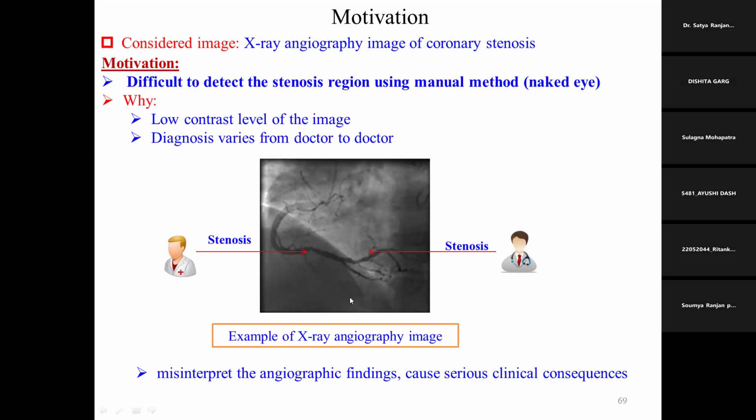This image is an X-ray angiography image. We have discussed CT, MRI; this is an angiography image. To see how much narrowness or whether there is a real narrowness or not, the doctor uses the angiography image, but the image quality is not at all good. So the doctor cannot see whether that is a true narrowness or not. Because of the low contrast level, the diagnosis also varies from doctor to doctor. Here this one is narrow, a doctor can see this one is a stenosis. Another doctor might say this one is a little narrow, maybe this one is a stenosis. So that is also a problem, whether it is a real stenosis or not.